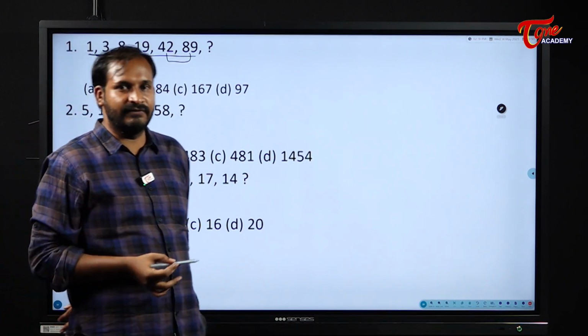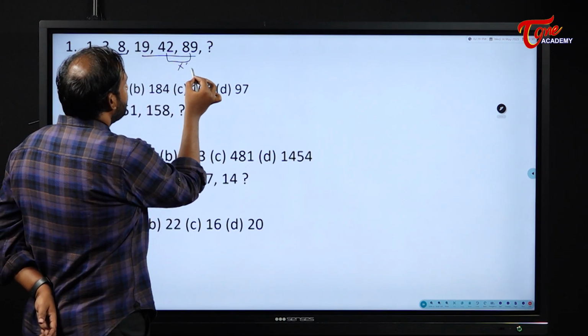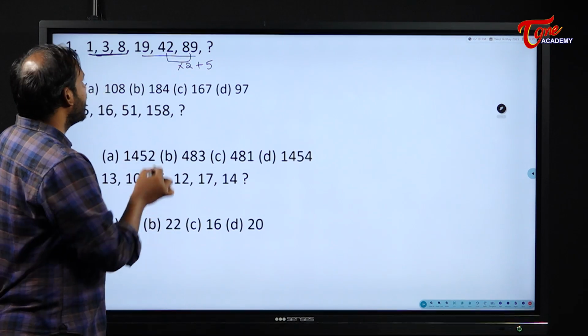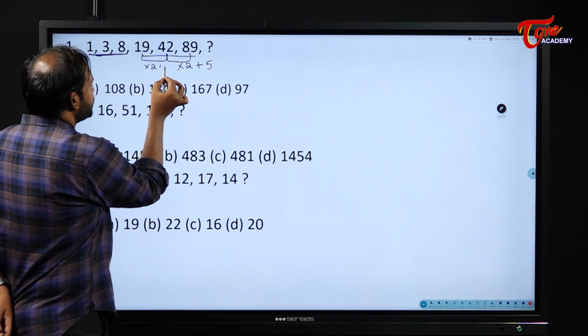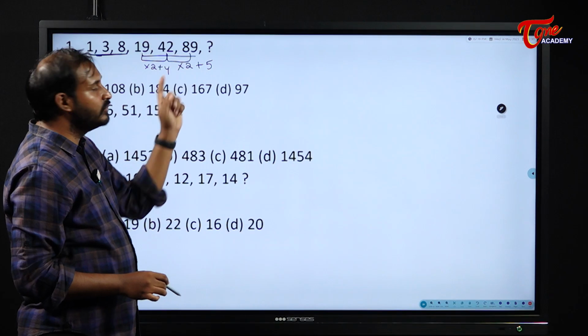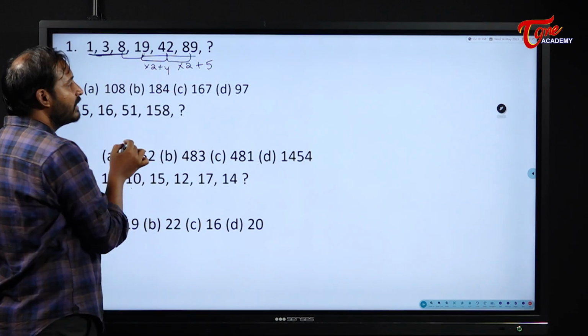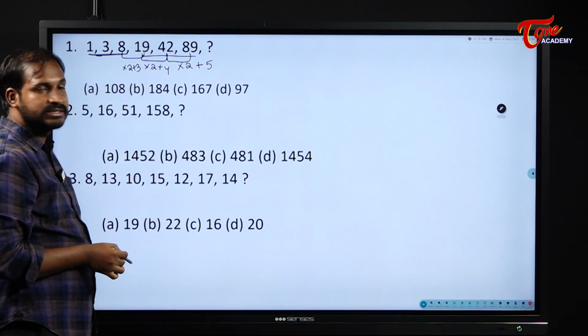42 2s are 84, that means into 2 plus 5. Why? Because 89. Next, 19 to 42: 19 2s are 38 plus 4. Now please see here, you will have an idea. 4 and 5, and into 2 is common. Now we will check this one. How can 8 become 19? Into 2 plus 3. Understood, students?